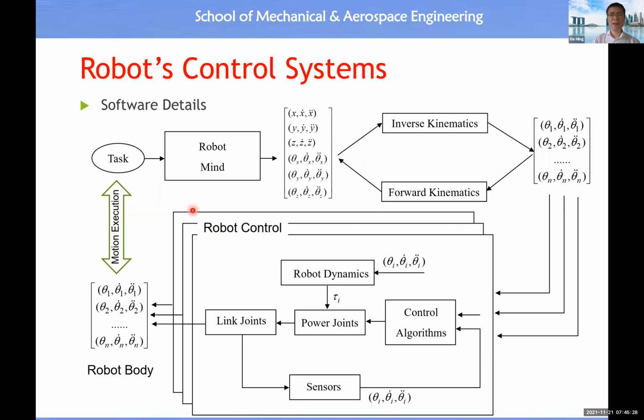So we must have a module which will undertake planning for task, for action, for motion, for path, for trajectory. We must have a module which allows robot to undertake inverse kinematics computation, forward kinematics computation. You must also have a software module which will handle the control aspect inside your robot. All right.